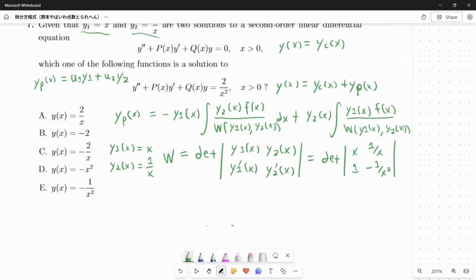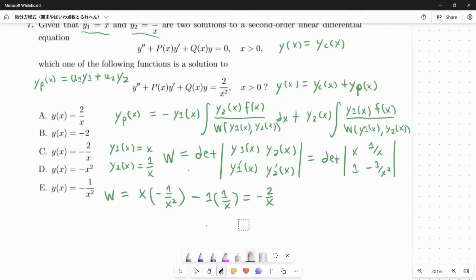So when we do that, we end up with a Wronskian that's equal to W is equal to, or no, we don't need a determinant there. There we go. That's going to be equal to x times negative 1 over x squared minus 1 times 1 over x. And then that's going to simplify to negative 2 over x.